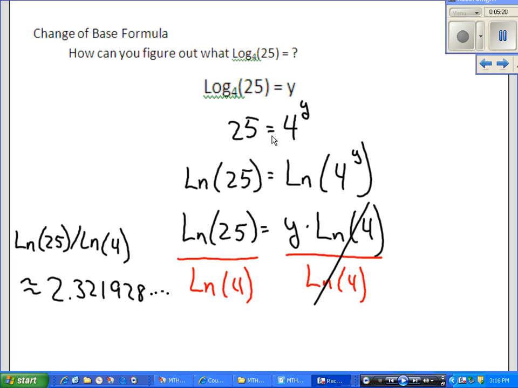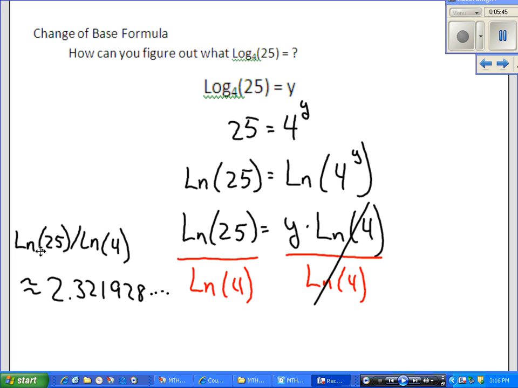Then what I'm going to do is take the natural log of both sides. So as long as we're doing the same thing to both sides of the equation, we can pretty much do what we want in algebra. Once we do that, a property of logs allows us to take this exponent of y, pull it out in front so it becomes a multiplication problem, and then we can divide both sides by the natural log of 4. That isolates the y, and it equals the natural log of 25 divided by the natural log of 4.